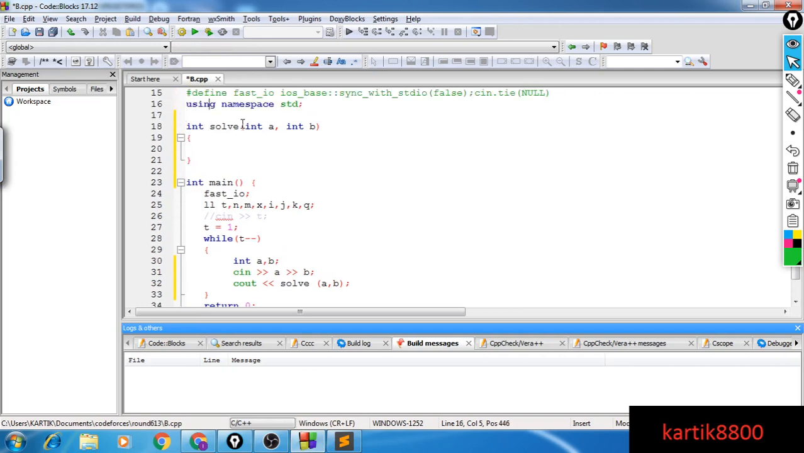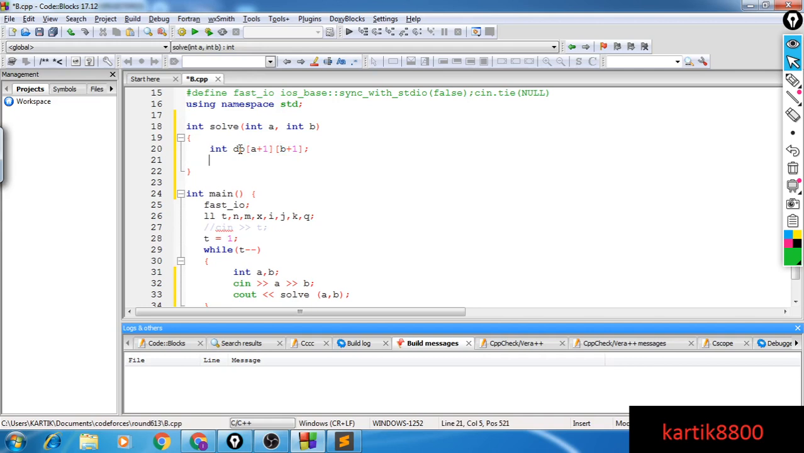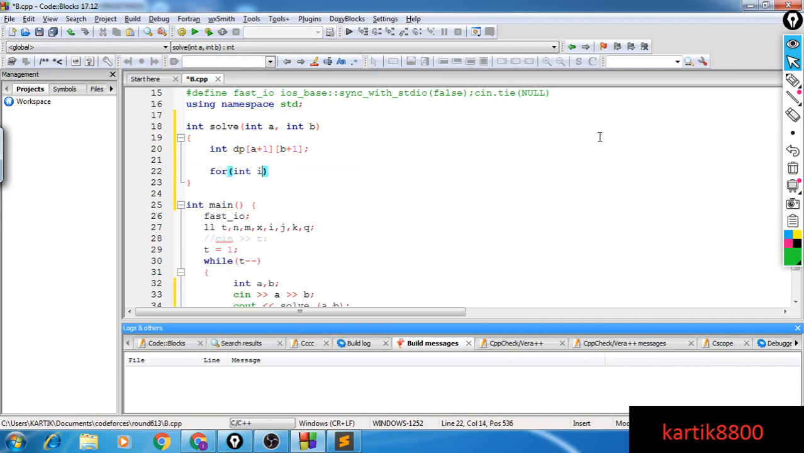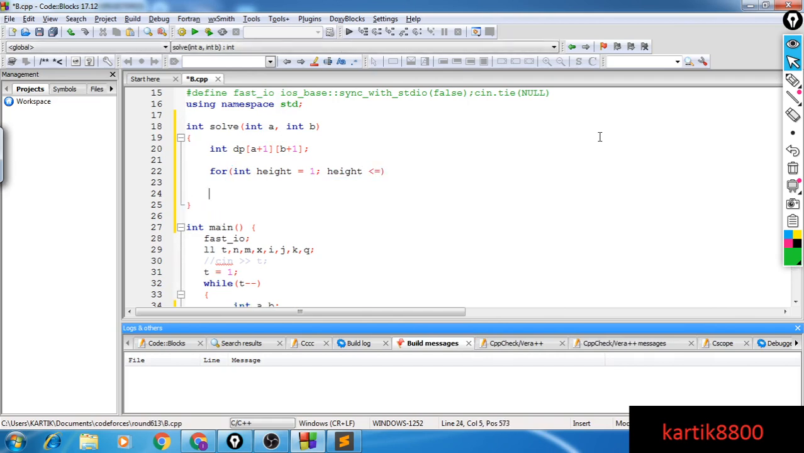Alright, so I'll be implementing this function that will return me the answer for a rectangle of size a cross b. So let me declare a dp array that will store the answers. I will assume that my rectangle has the height equal to a, and height will start from 1. My rectangle's minimum height is going to be 1. My final answer will be stored at dp of a comma b, so I can return it and I'm done. Now I just need to fill the dp array.